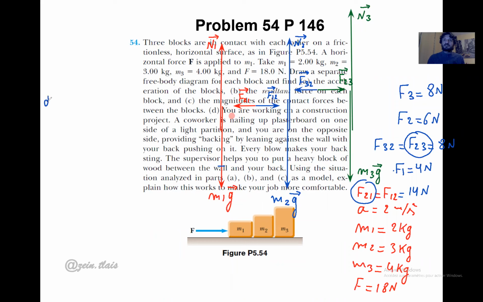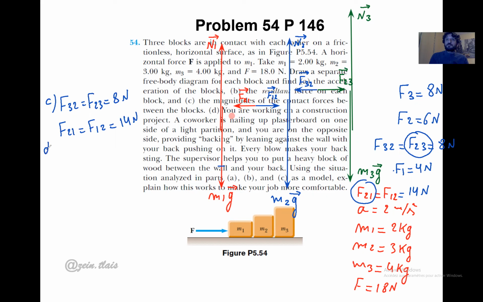So part D, or part C, excuse me, part C, we calculated F32 equals F23 equals 8 Newton, and F21 equals F12 equals 14 Newton. This is part C. I just wanted to calculate the contact forces between the blocks.